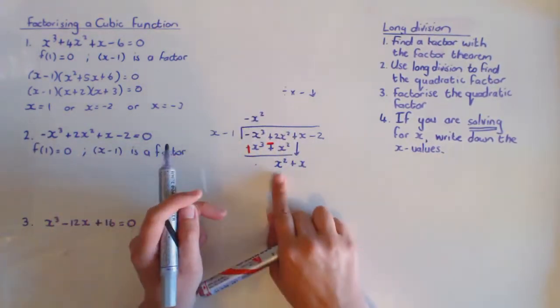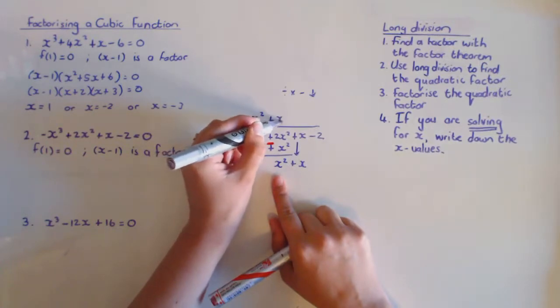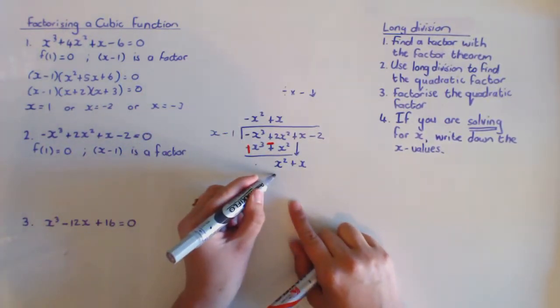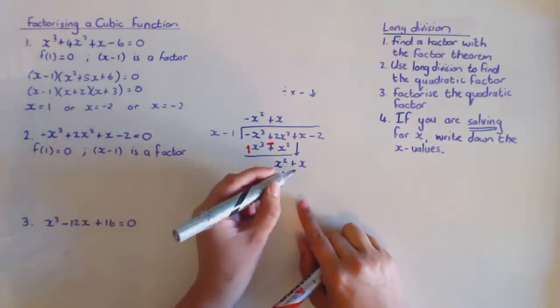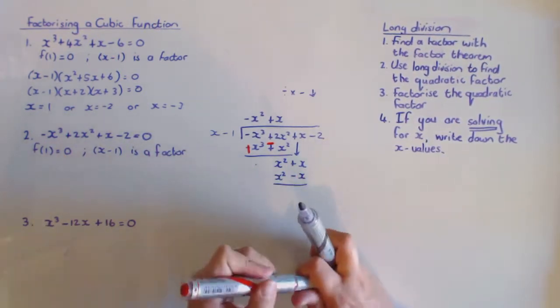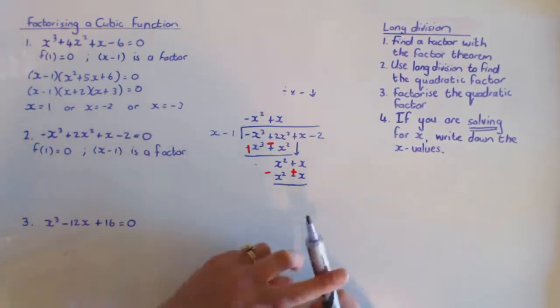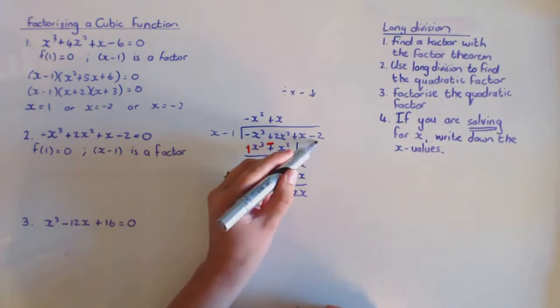Now I start again. Divide, x squared divided by x is just x. X times x squared is x squared. And x times negative 1 is negative x. And then to subtract, I'm going to change the signs. So this is 0 and this is 2x. And then I bring down.